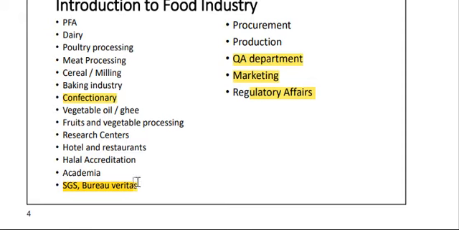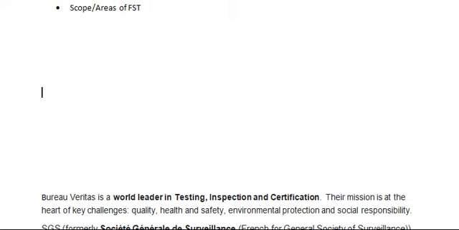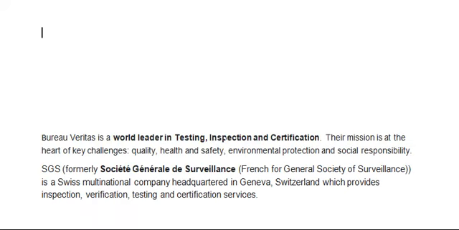What is this? Actually, Bureau Veritas is the world leader organization in testing, inspection and certification. They make sure that the quality of food is good. Is the food safe for our customer or not? SGS stands for Société Générale de Surveillance, and you can easily read here. It is also a multinational company. Its function is also inspection, verification and certification. SGS offers these services.